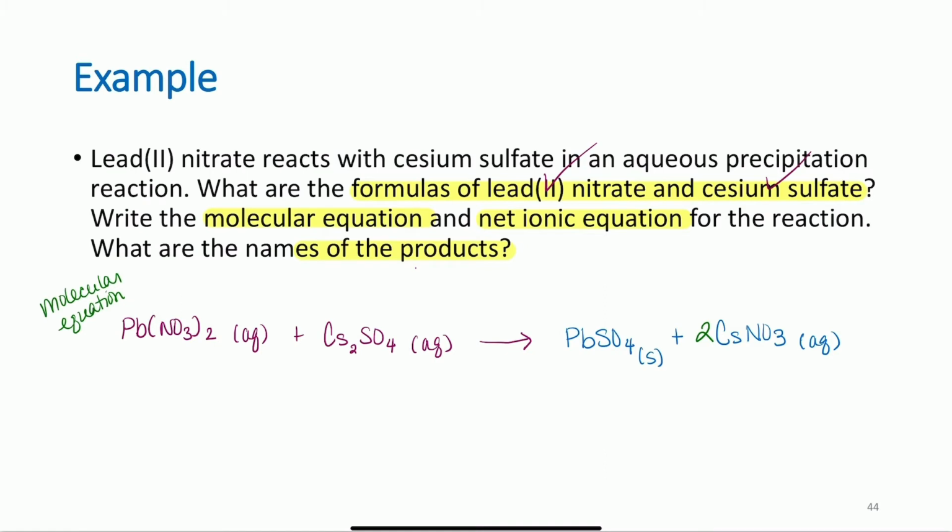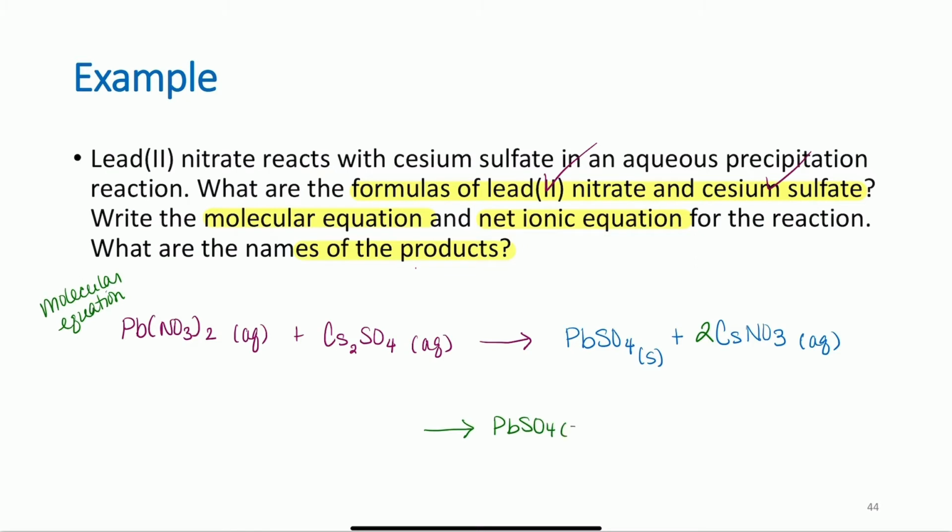Let's see, net ionic equation. Net ionic is showing me exactly what's happening to form that precipitate. Net ionic ignores my spectators. In this case, cesium and nitrate are spectators because they're aqueous on both sides of the reaction.